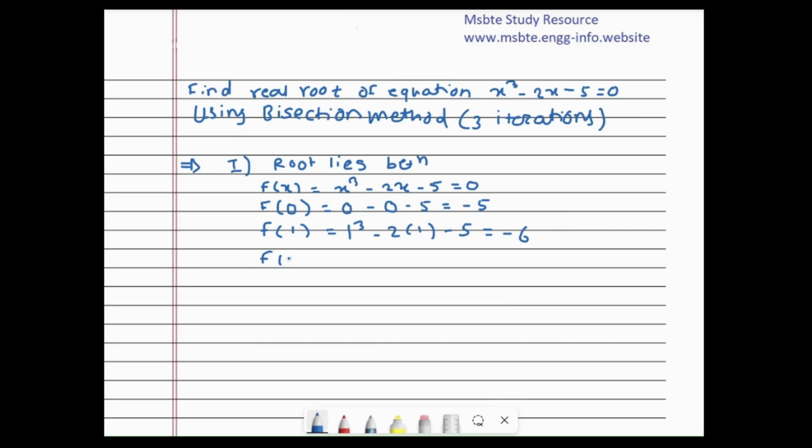Now next f of 2. Function of 2 will be 2 cube minus 2 into 2 minus 5.